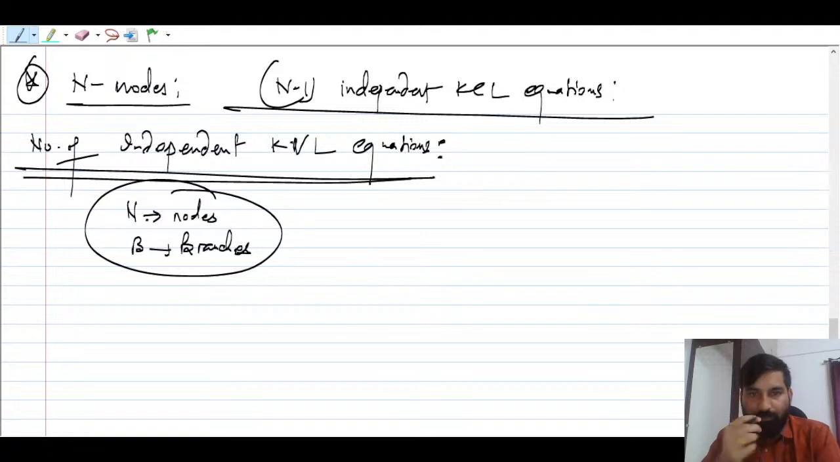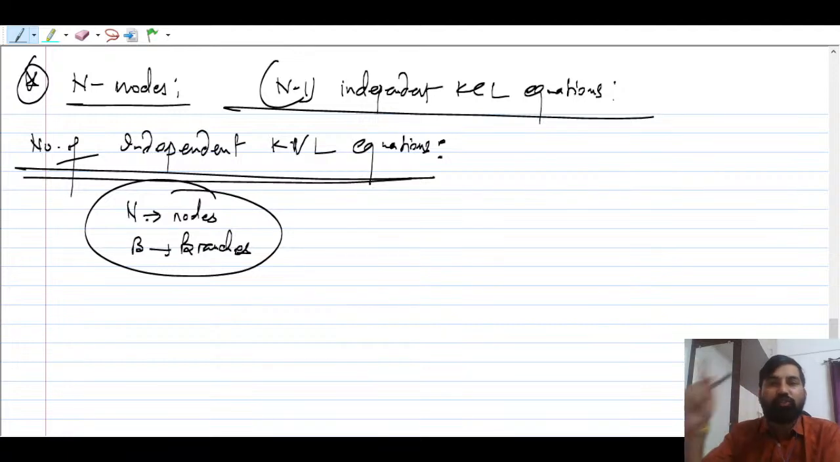Understood? Sorry, I think this definition is wrong. Let me correct it again. Look, what will tree mean? Suppose let me take one. There should not be a circuit then. There should not be any closed loop. If there is a closed loop, that is not going to be a tree. You have to keep that in mind.